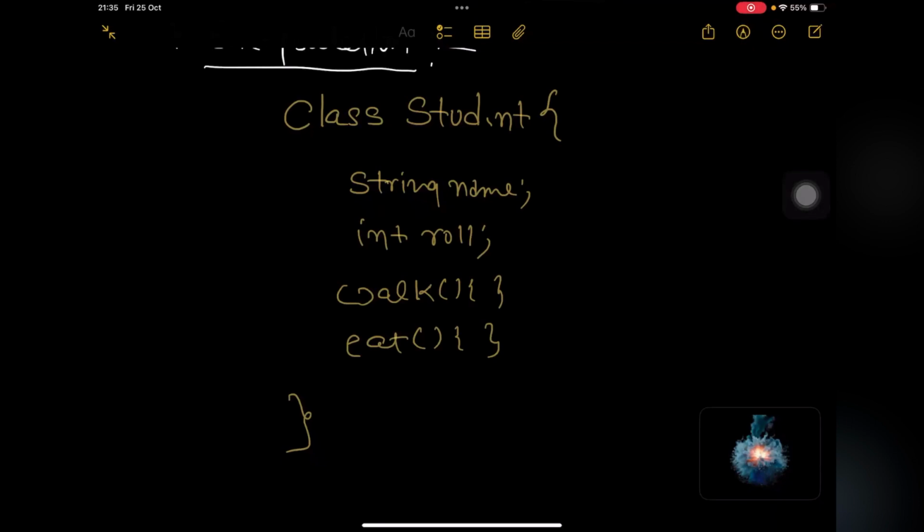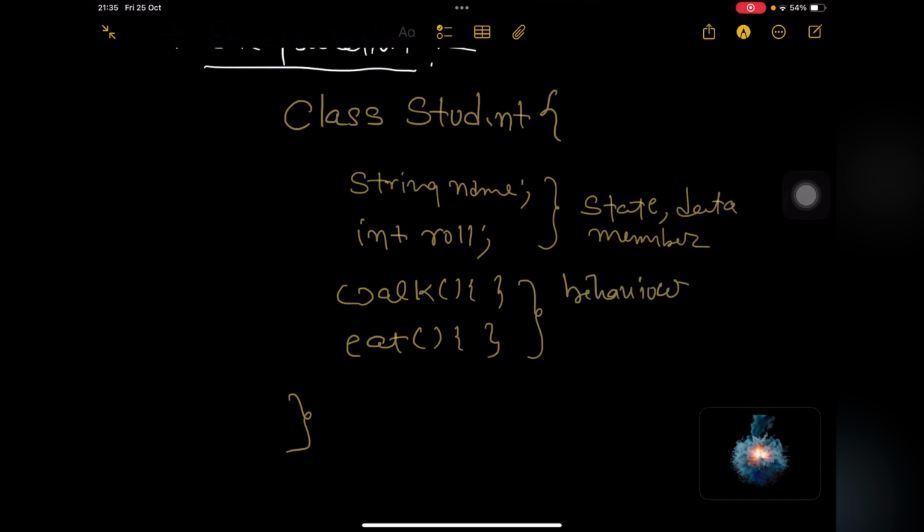Okay. So here encapsulation talks about the process of describing the state and behavior. So what is state here? These two are state or data member. This is behavior or method member. Clear?